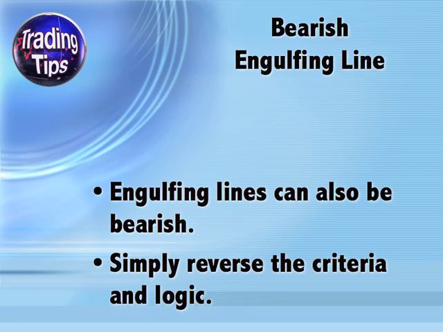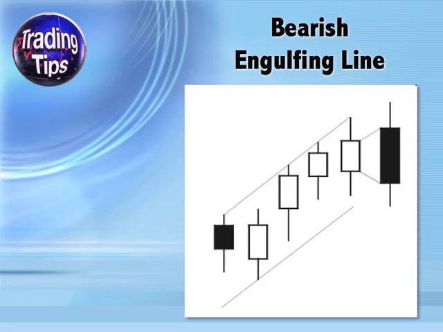To identify a bearish engulfing line, simply reverse all of the criteria discussed in the previous slides. For example, the bearish engulfing line comes at the end of an uptrend, and the final candlestick is black while the previous candlestick is white. However, as it is an engulfing line, it does need to engulf the previous day's candlestick, as shown.